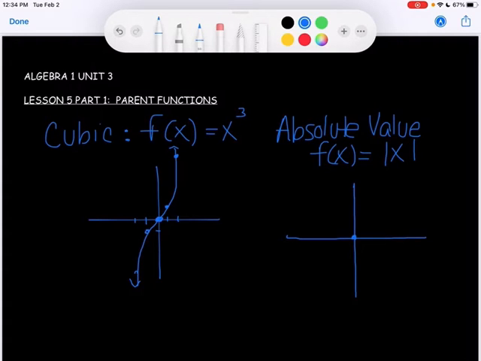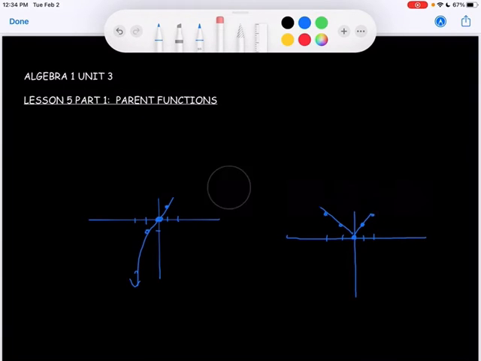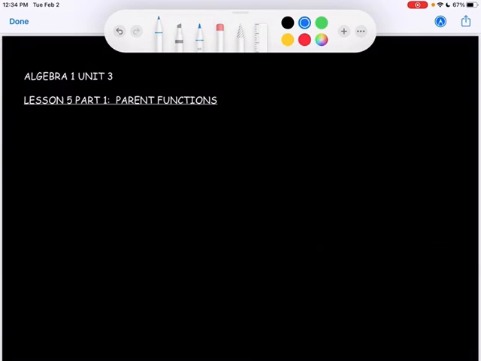Again, it crosses at 0, 0, then you've got 1, 1, 2, 2, and then you have a mirror image here. This one's similar to the quadratic, but it's like two lines that form a V, and the quadratic is a U. So there's the absolute value parent function. Still have a few more to look at. We've got the square root function.